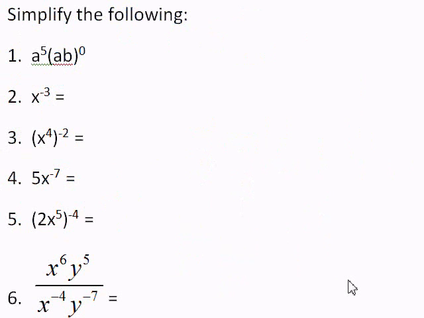Alright, I have several examples for you to try on your own. Go ahead and press pause. When you're ready to see the answers, go ahead and press play. For our first one, we're going to get a to the 5th times 1, because ab to the 0 power is 1. This just leaves us with a to the 5th.